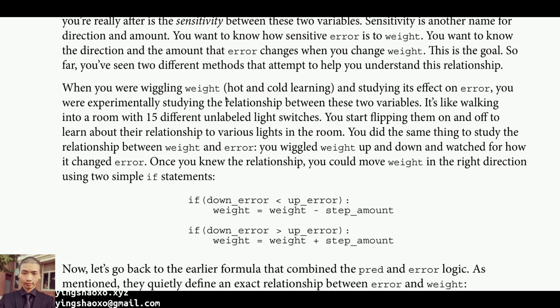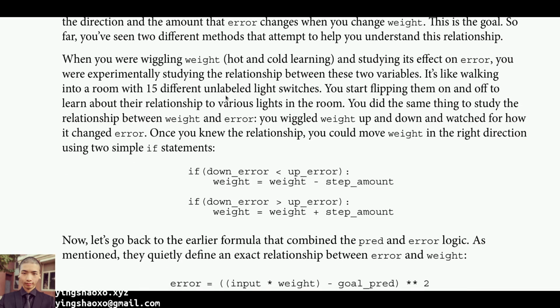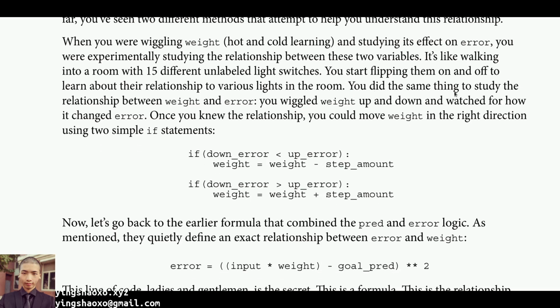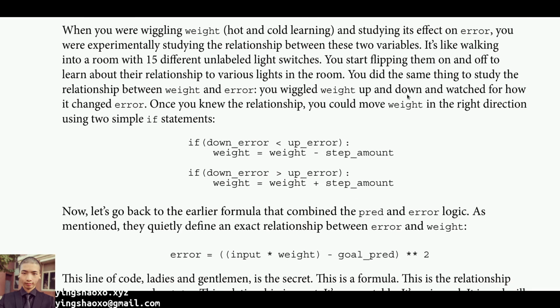When you were wrestling with hard and cold learning and studying its effect on the error, you were experimentally studying the relationship between those two variables. It's like walking into a room with 15 different unlabeled light switches. You start flipping them on and off to learn about the relationship to various lights in the room. You did the same thing to study the relationship between weight and error.